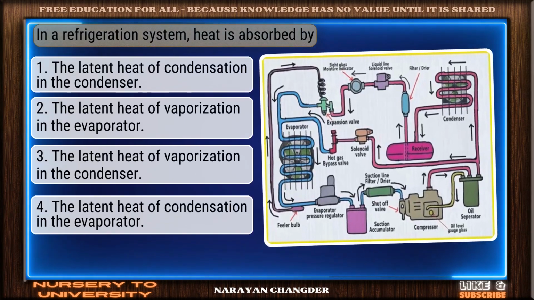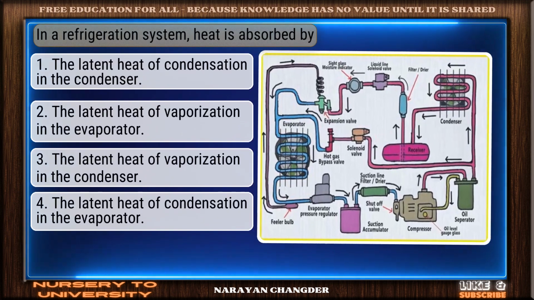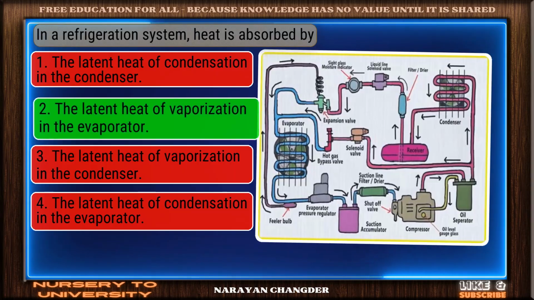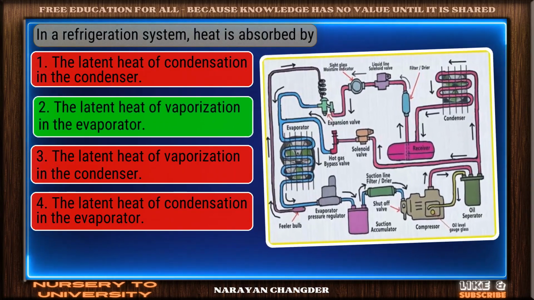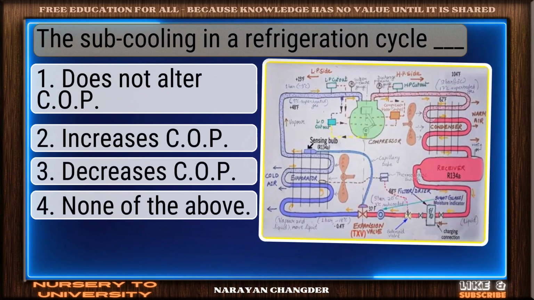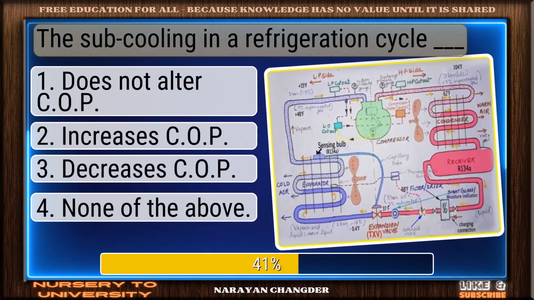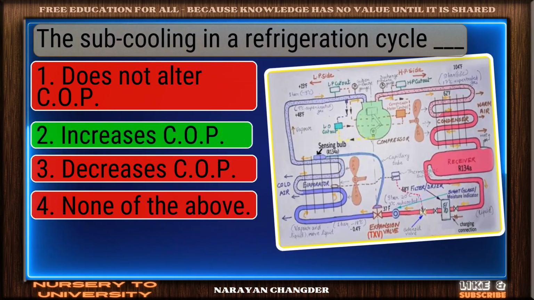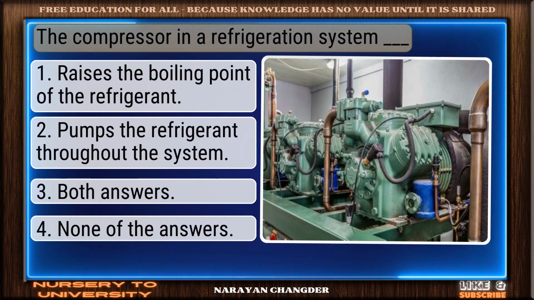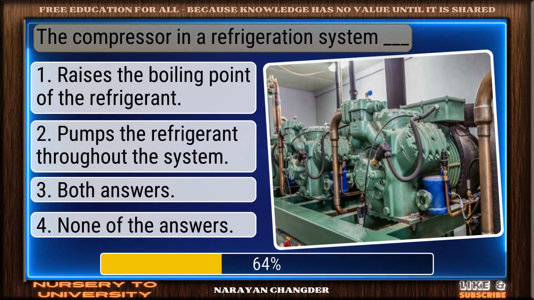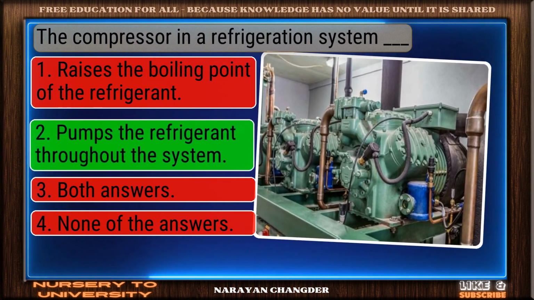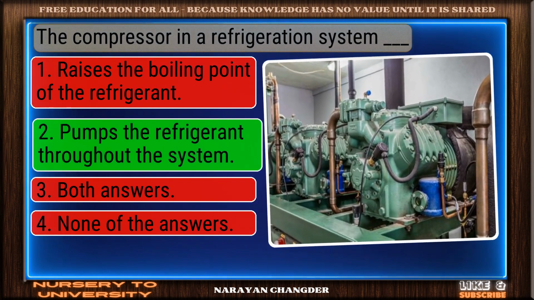In a refrigeration system, heat is absorbed by. You're right. The latent heat of vaporization in the evaporator is the correct answer. The subcooling in a refrigeration cycle dash. Smart move. Increases COP is an accurate answer. The compressor in a refrigeration system dash. Nice work. You chose pumps the refrigerant throughout the system, and it is correct.